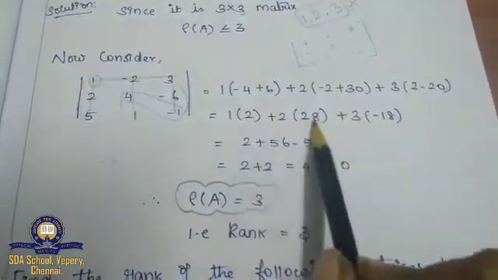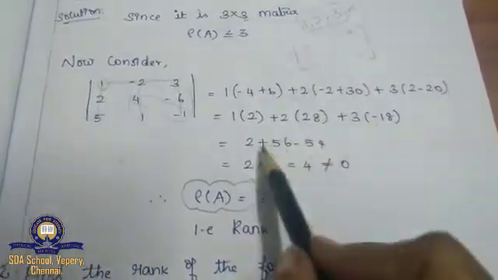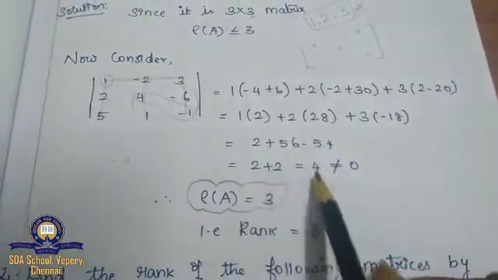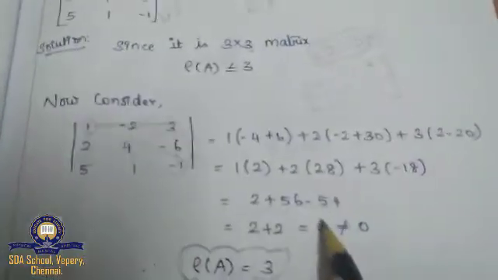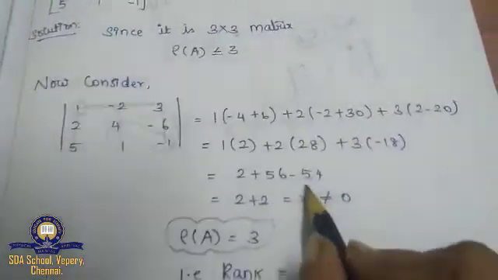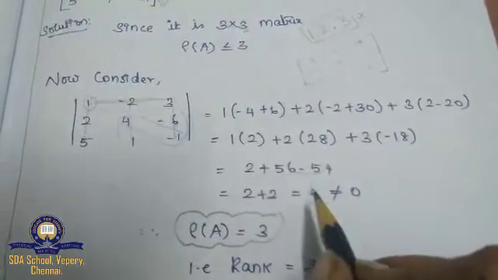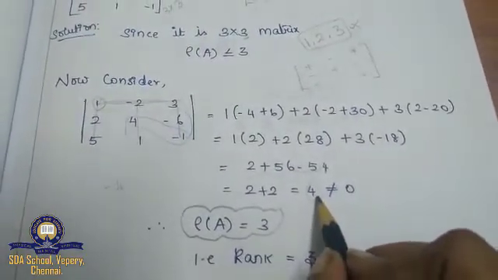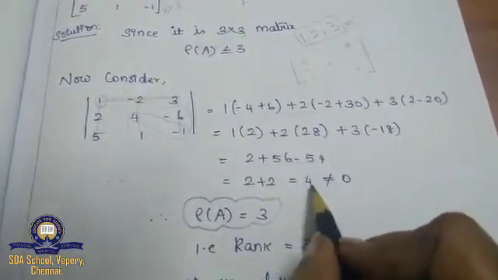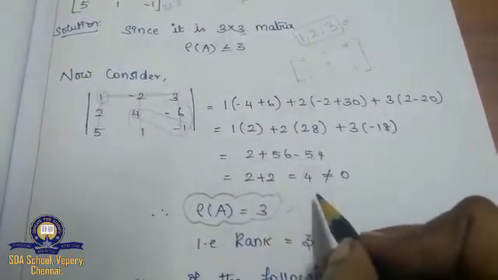So 2 plus 56 minus 54. After solving these three, I'll be getting 4. So see, in the first determinant itself, I'm getting a number. What I told is, if I get a number, that should not be equal to 0. So if I get a number, your rank will be 3.